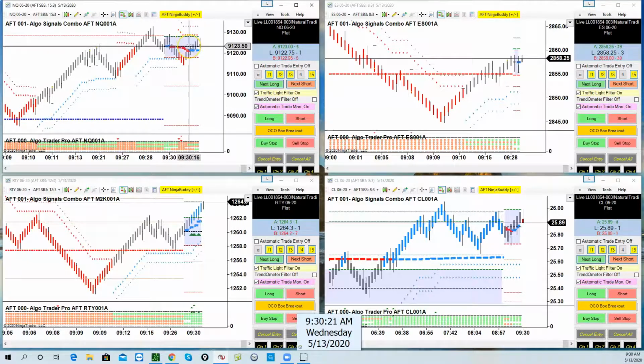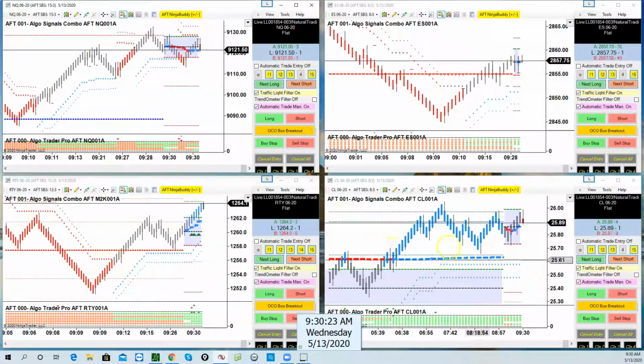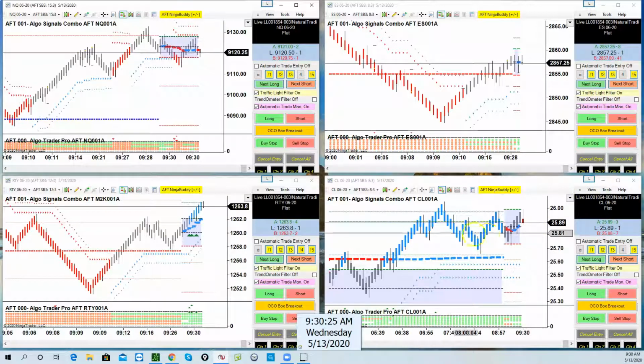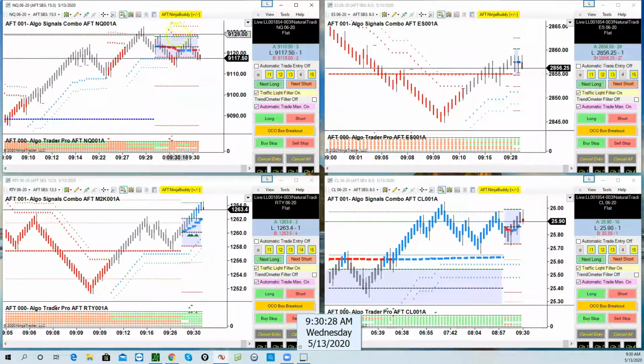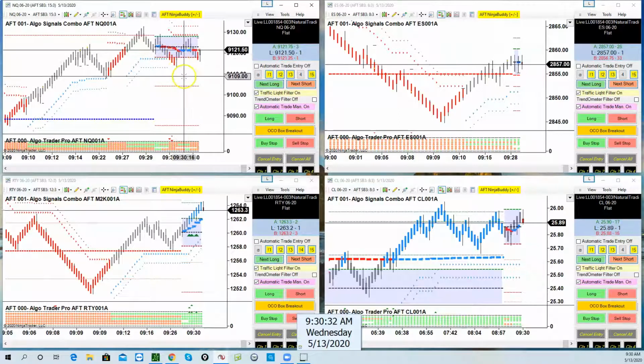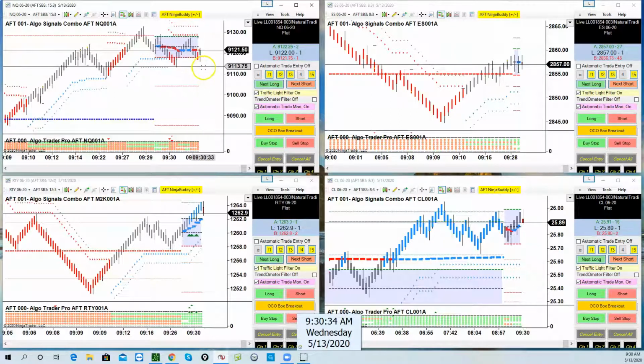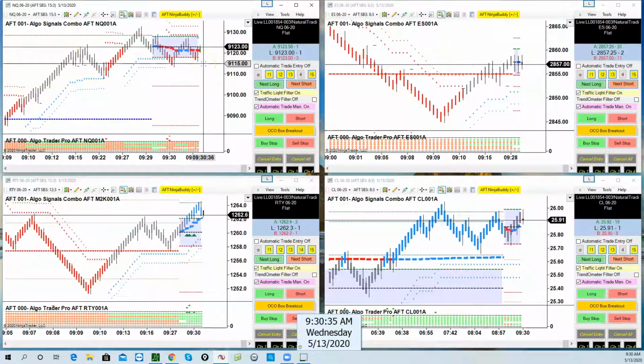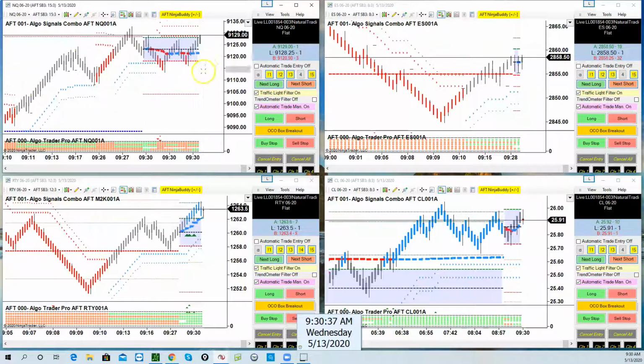So basically the rules are, if the market goes either above or below this zone, wait for it to break, do a pullback, and then we'll enter in that direction.